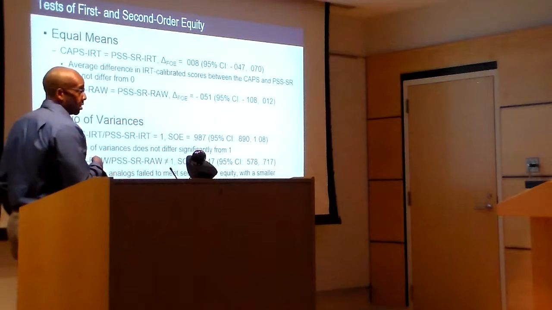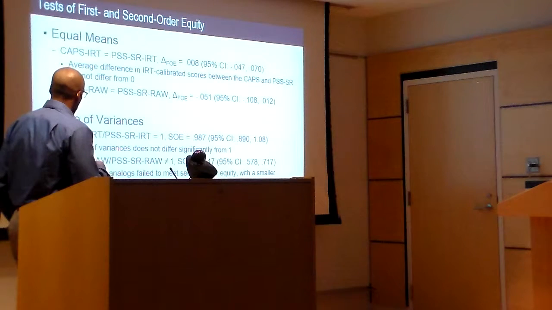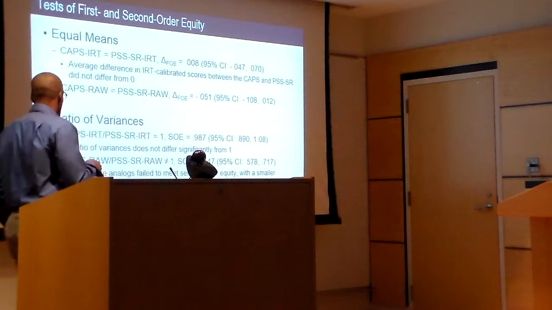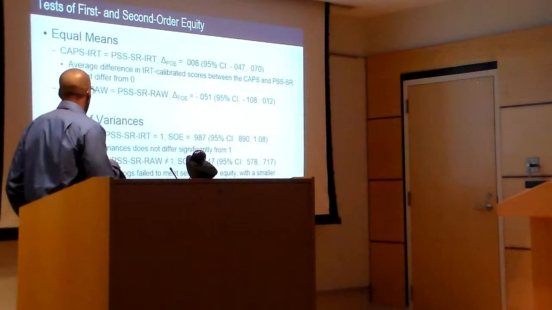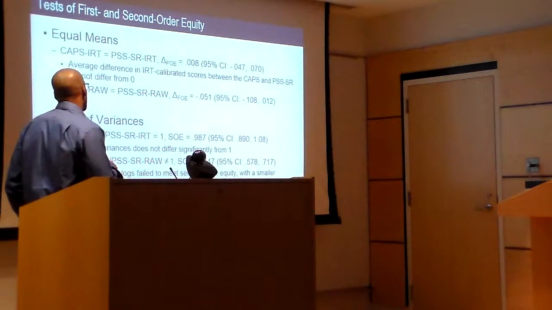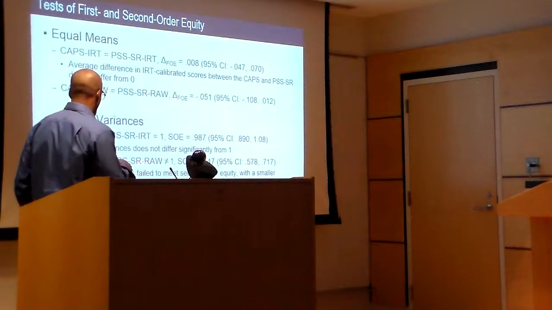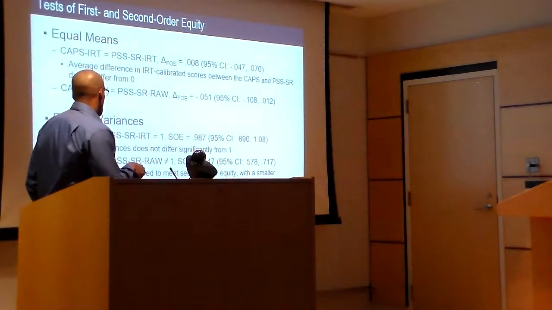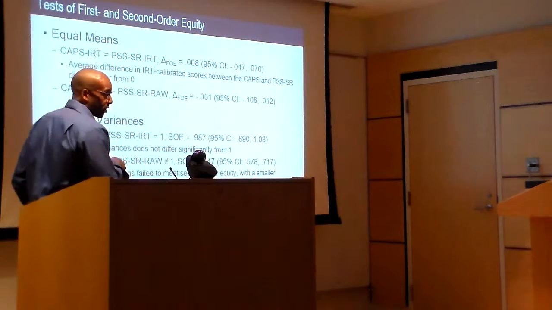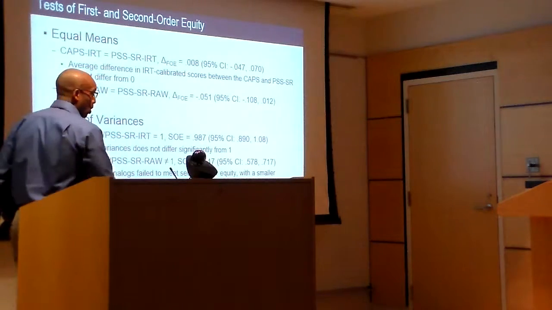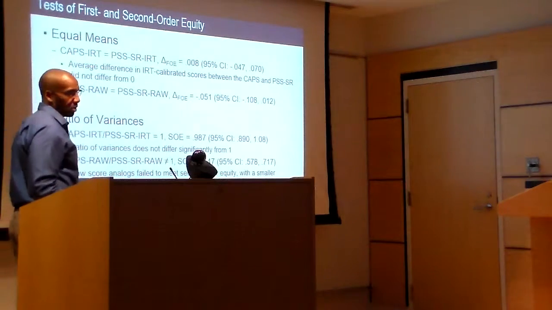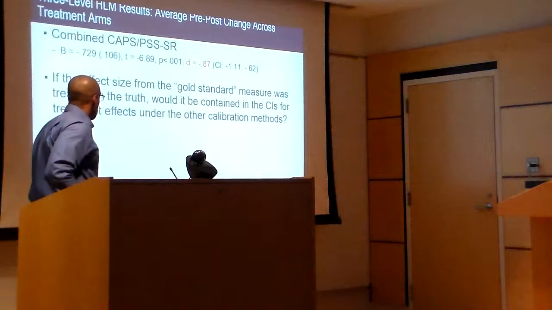Now the ratio of variances is a different story. The ratio of variances doesn't differ significantly from one after calibration, so we conclude that the variances are the same. But one is nowhere near the confidence interval for meeting second order equity with our raw score analog. So what does that mean? We've got a smaller variance among our scores with the CAPS. So this is actually going to advantage the CAPS over the PSS. And that corresponds to a finding that we've already seen, and we'll see it again.